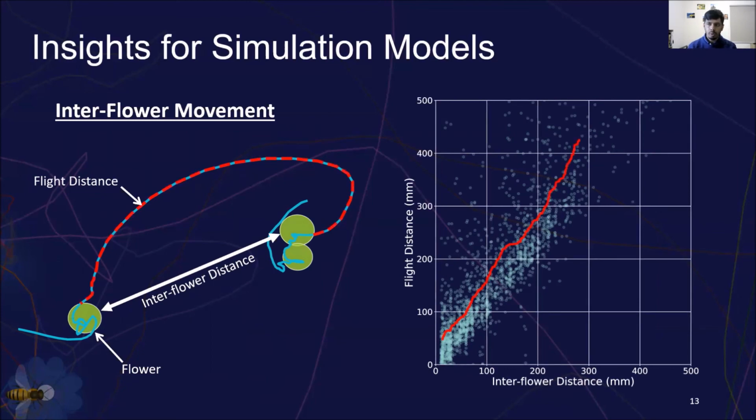As shown from the plot, the actual distance traveled by honeybees is more than the interflower distance. So this phenomenon can be incorporated into simulation models, which will be helpful in understanding the flower selection and decision-making strategies of honeybees. So these are a few insights from multi-point honeybee tracking that can be used when building spatial models for simulation of honeybee behavior.